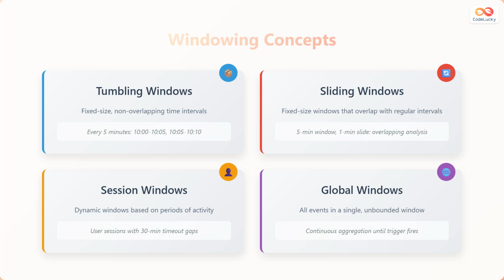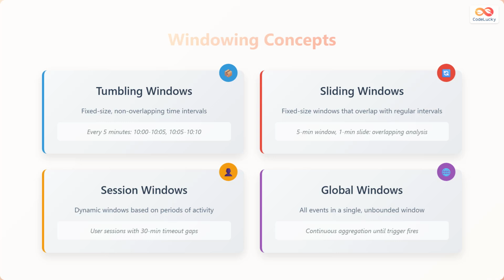Let's discuss windowing concepts in stream processing. First, we have tumbling windows, which are fixed size, non-overlapping time intervals. For example, data could be processed every 10 minutes in intervals such as 10 o'clock to 10 minutes past 10, then 10 minutes past 10 to 20 minutes past 10, and so on.